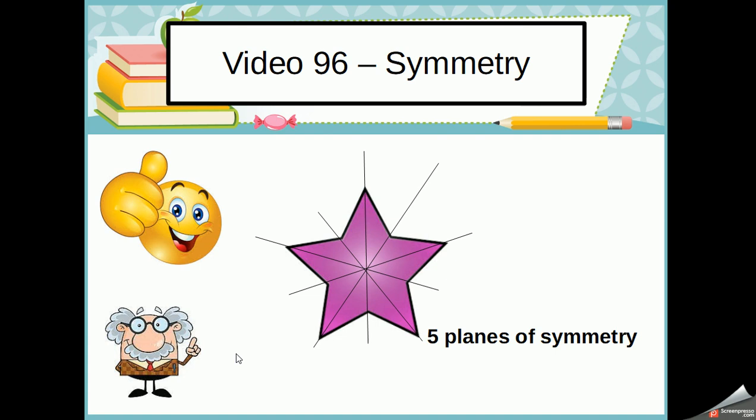So we've got rotational symmetry where we have orders of symmetry for each time it looks the same in a 360-degree turn, and bilateral symmetry where each plane of symmetry shows us looks as if it's a reflection. One side is a reflection of the other.